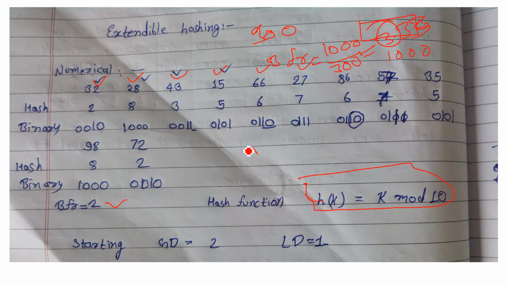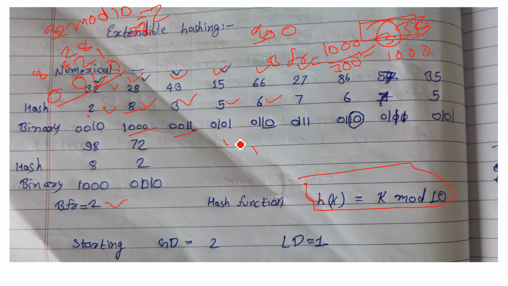Now to solve the problem, we have to calculate the hash. So we perform the hash function here on 32. We get 32 mod 10 equal to 2, and 28 mod 10 equal to 8, and so on. By applying the mod 10 function, we get 2, 8, 3, 5, 6, and so on for the numbers given. Now we convert these to binary, like 2 we can convert to 0 1 0, for 1 it is 0 0 1, and you know how to convert to binary. So for 8 it is 1 0 0 0, for 3 it is 0 1 1, and so on.